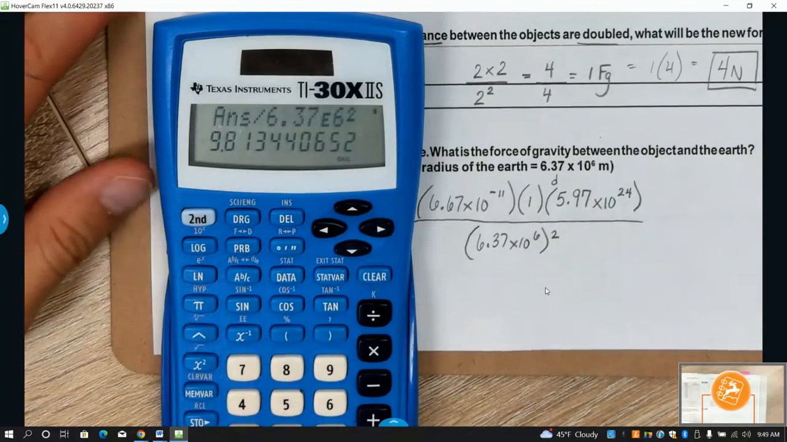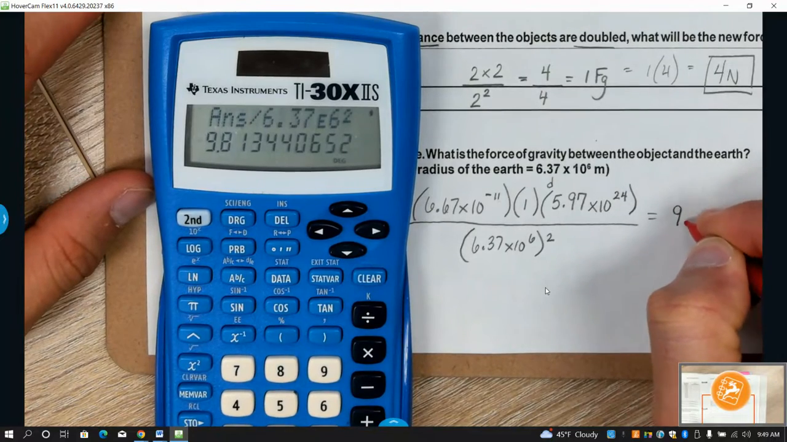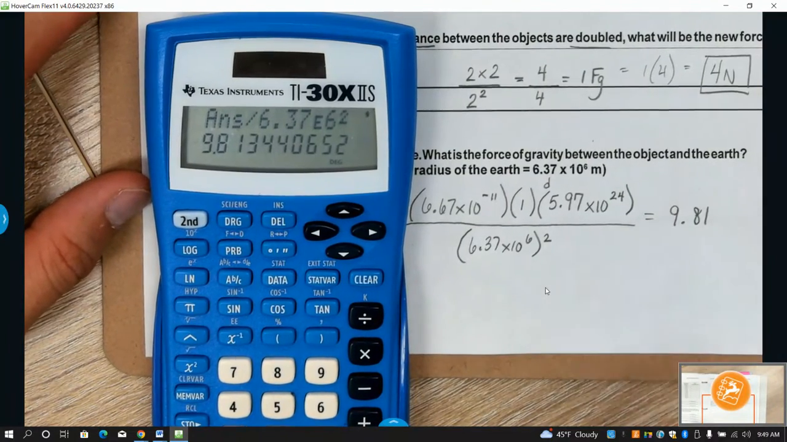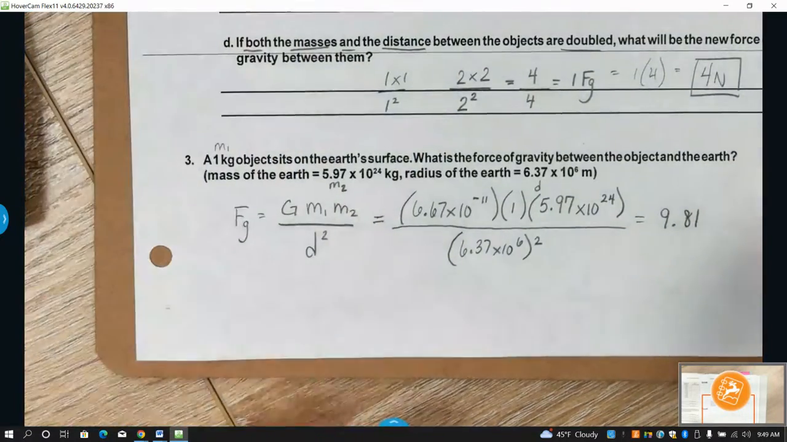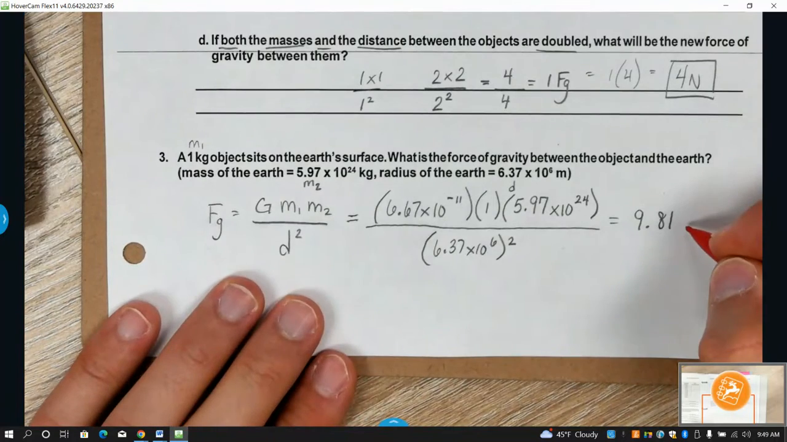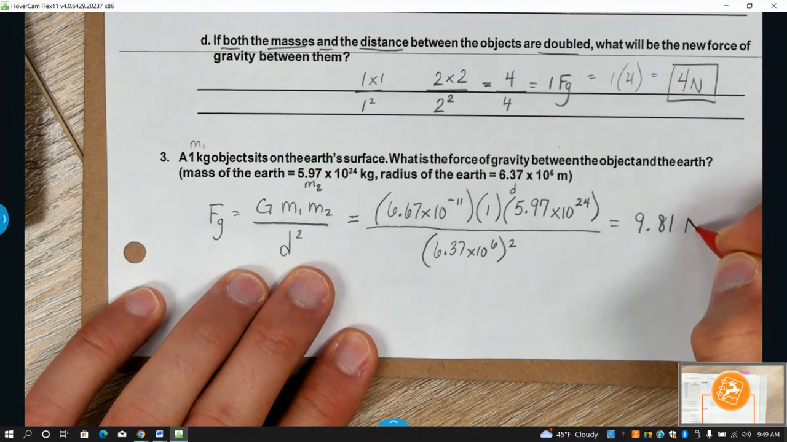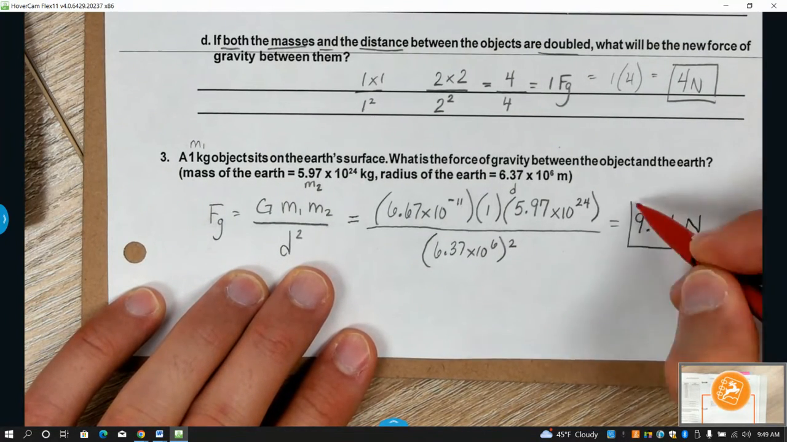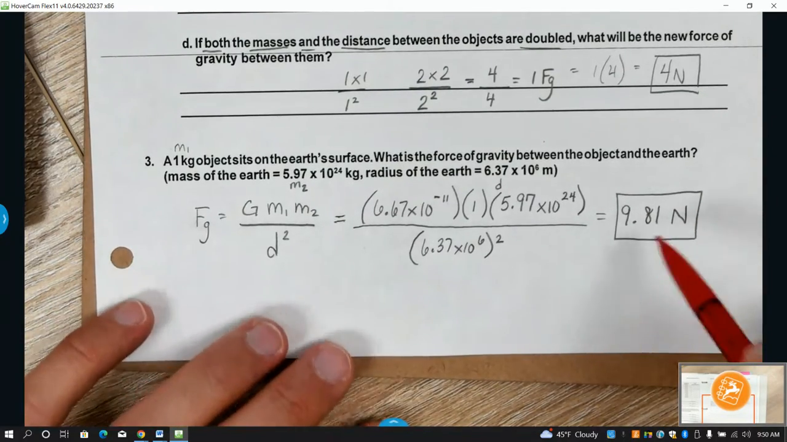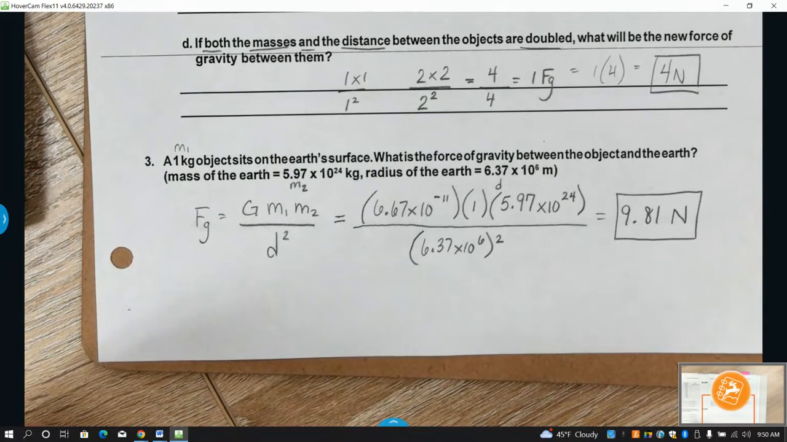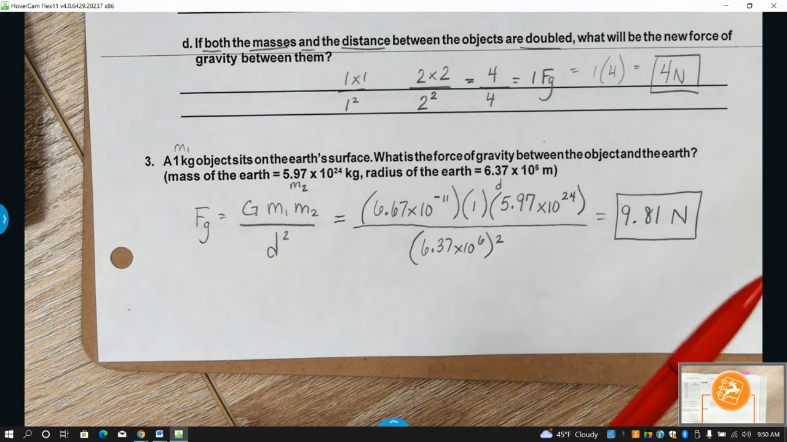And your value should come out to be 9.81. And what would my unit be for force? Any force? Newton. Okay, what is this 9.81? The number should mean something. It's the true value of gravity.